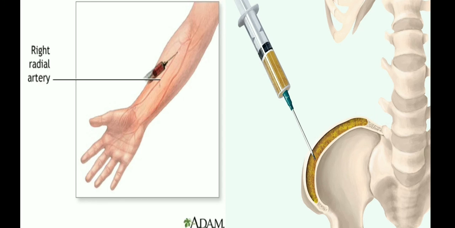So here you can see the injection is given into the right radial artery. This is angiogram. We can predict the heartbeat. And here the injection is given into the pelvic bone.